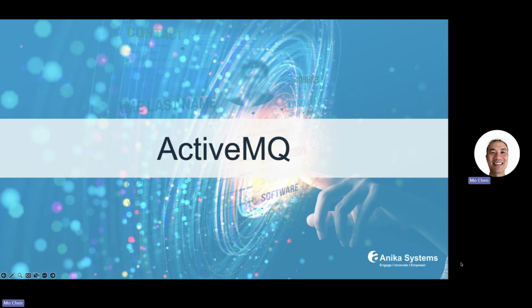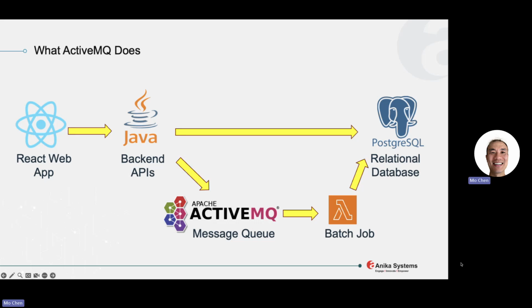In addition to the synchronous API call, we also have the asynchronous message queue using ActiveMQ. ActiveMQ is an open source message broker that facilitates communication between distributed systems by sending and receiving messages asynchronously. It follows the Java Message Service specification, enabling applications to decouple the sending and receiving of data, which improves scalability and flexibility.